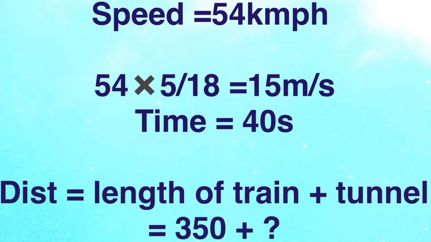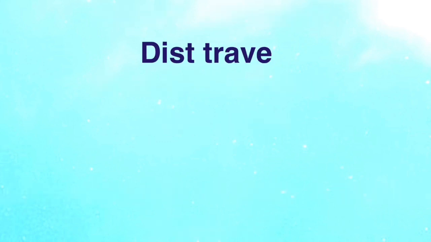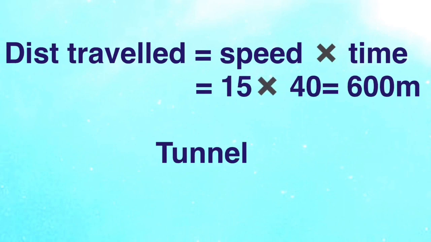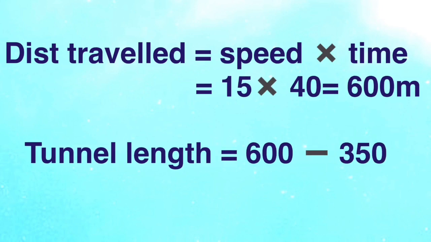Time is 40 seconds. Distance is the length of train plus tunnel. Length of train is 350. Let's calculate the tunnel. Here distance travelled is speed into time. Speed is 15, time is 40. 15 into 40 is 600 meters. So total distance is 600, out of which the train is 350. 600 minus 350 is 250 meters.